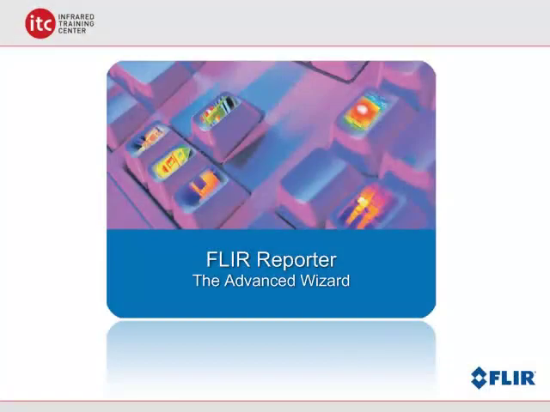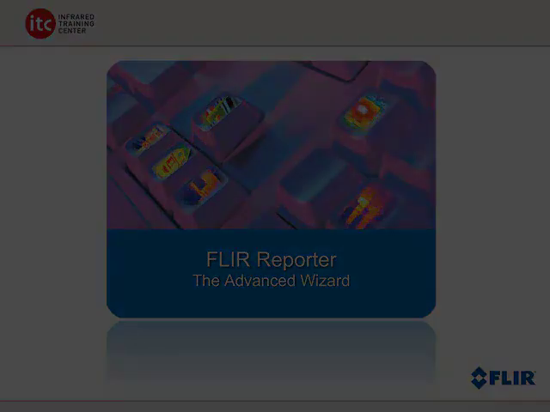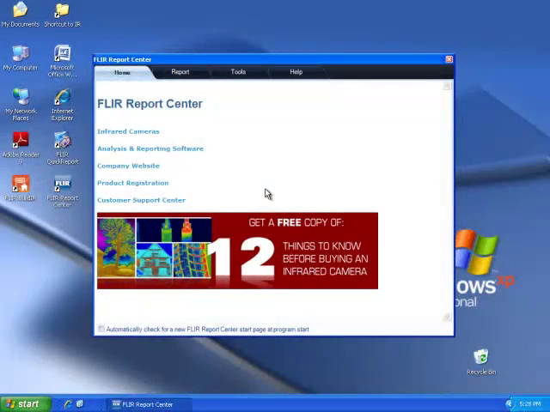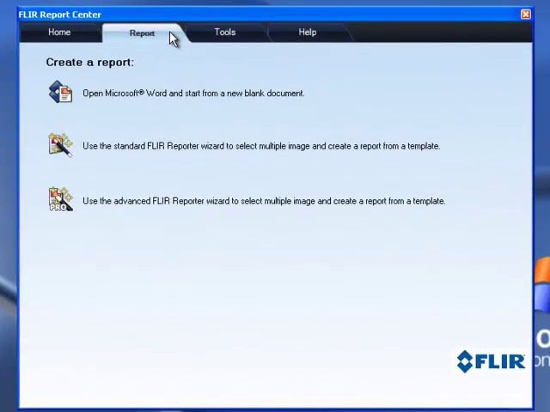The Advanced Wizard allows you to create a report containing infrared images, matching photos, text comments, and report properties. To start the wizard, click the Report tab from the FLIR Report Center, and then click Use the Advanced FLIR Reporter Wizard.